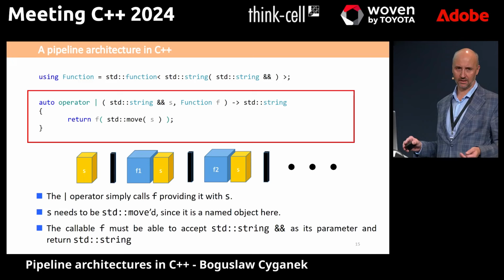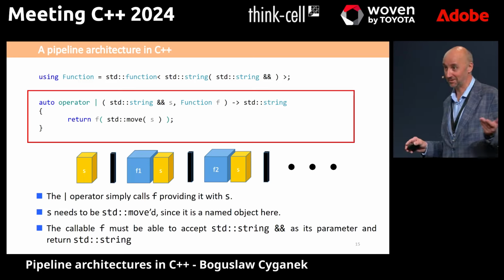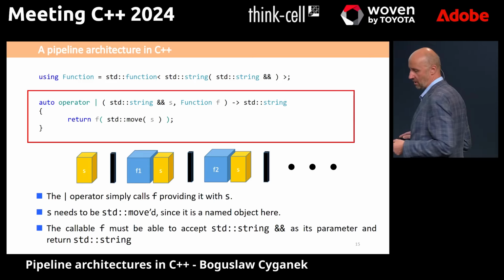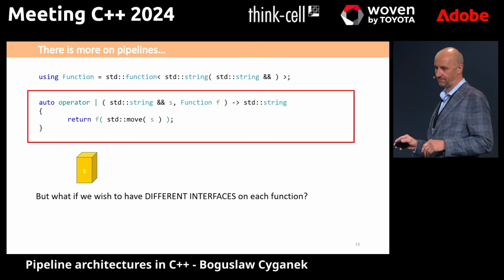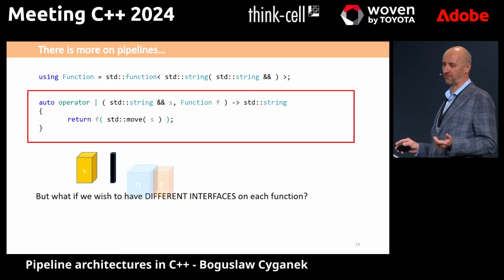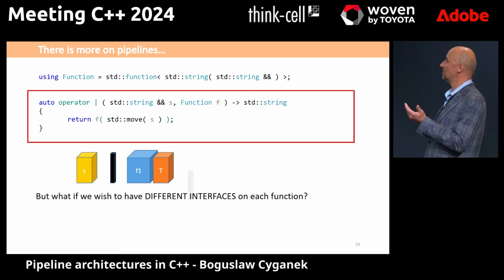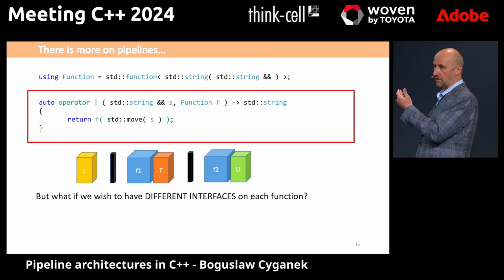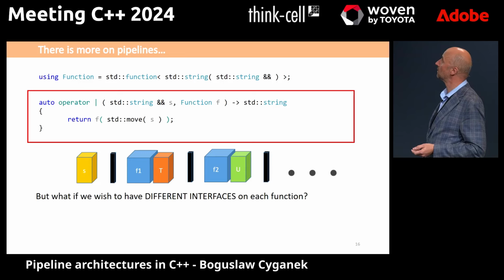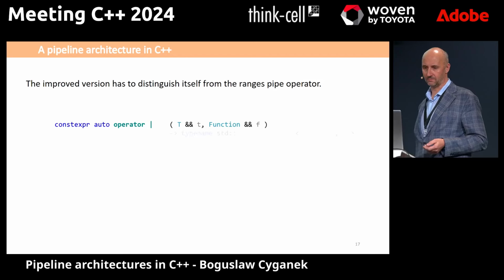But this is too simplistic. We don't deal with strings. Certainly you can encode almost everything in a string, but that's not the way we operate in, let's say, modern C++. So what if we wish different interfaces? We wish something like this: we have S, then F, then T, and T will be the common output and input to F1 and F2, but then we can have another thing. Such a simple thing will not work for us.